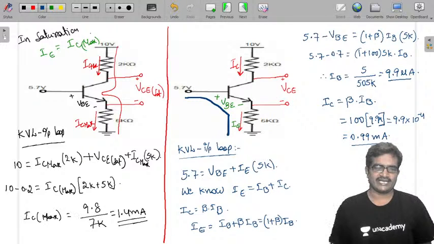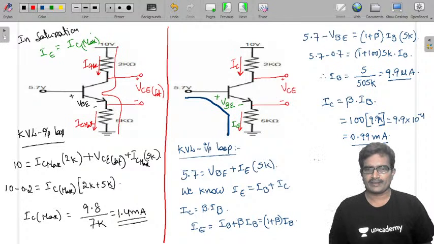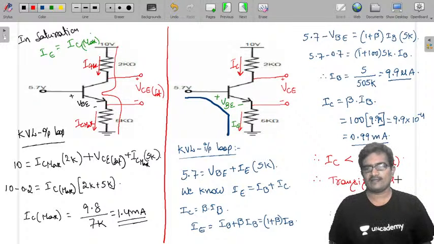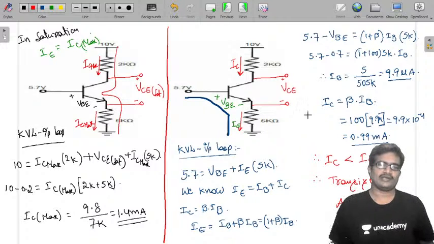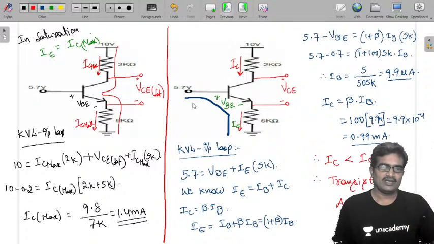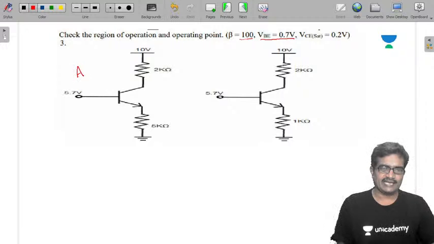Now, IC maximum is 1.4 milliamperes. Therefore IC is less than IC maximum, so the transistor is in active region. That's it, simple. So this transistor is in active region.